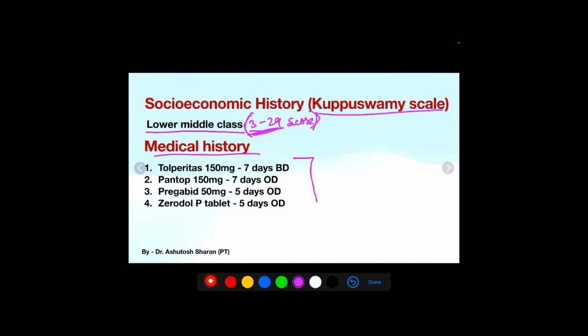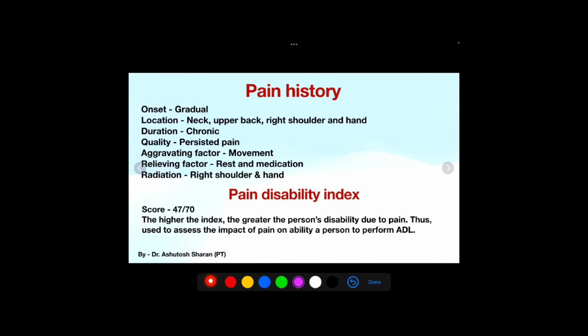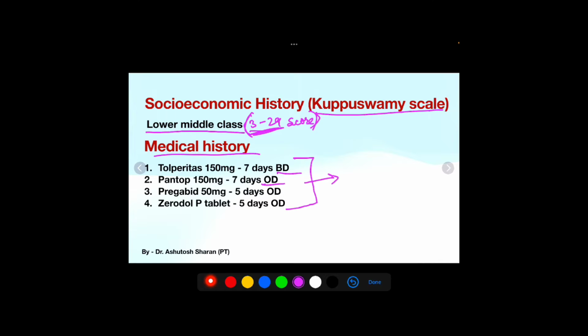These are the four tablets that have been prescribed to the patient. BD means twice daily, OD means once daily. All right. Now, if I talk about the tablets, Zerodol P is a painkiller, Pregabid is for neurogenic pain, Pantop is for GERD or acidity, and Tolperitas is actually a muscle relaxant.